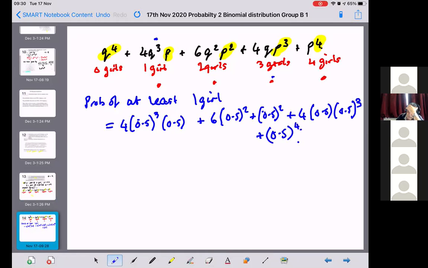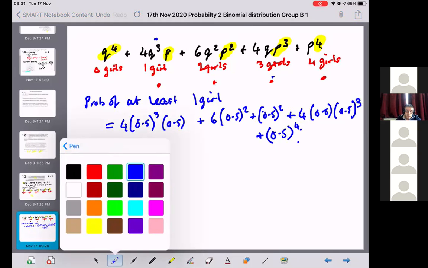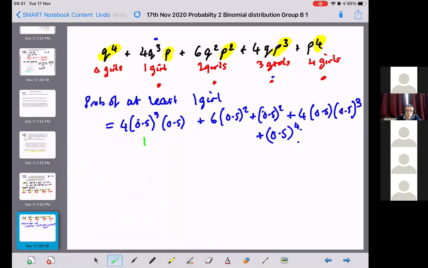Have you left the first term out for a reason? Yeah, that's because that's no girls, and we want at least one girl. Okay, I get you. So this one is one girl. This one is 2 girls. This one is for 3 girls. And this bit is for 4 girls. If we add all of them together, what do we get? Sorry, on the 2 girls term, I don't think there should be a plus between the two 0.5s. No, there shouldn't. You're right.